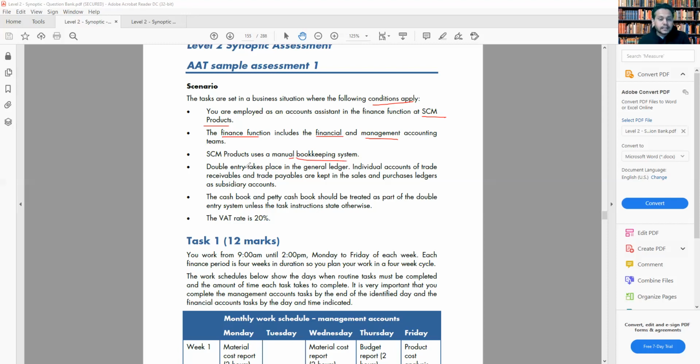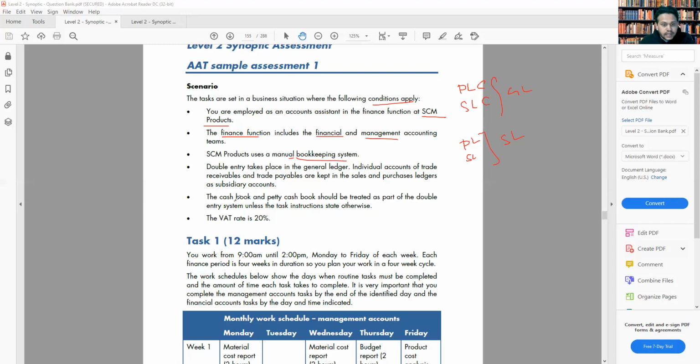Then the double entry takes place in the general ledger. Individual accounts of trade receivables and trade payables are kept in the sales and purchase ledgers as subsidiary accounts. So we already know we have the purchase ledger control and the sales ledger control. Both are general ledger accounts because they represent the total balance. On the other hand, the purchase ledger and the sales ledger are subsidiary ledgers, and they represent only an individual customer or supplier.